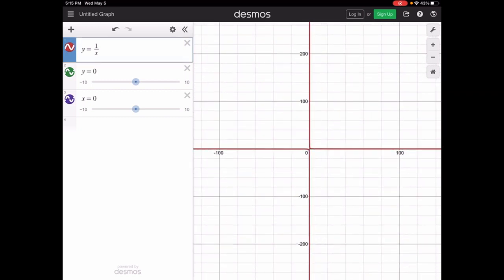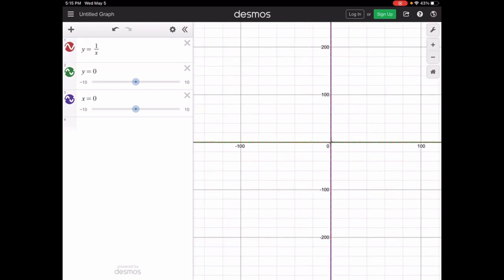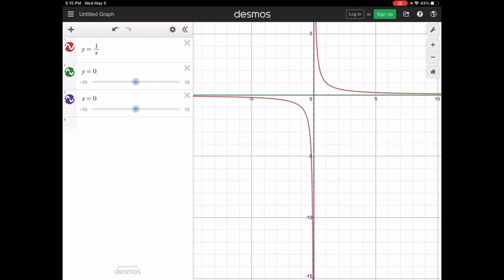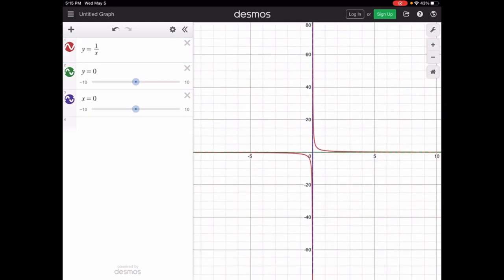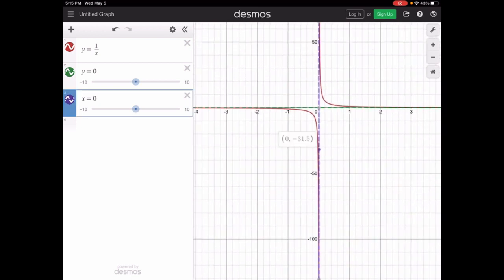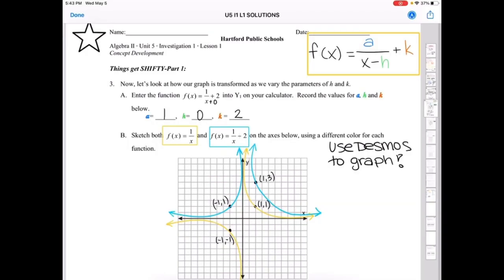So here we have, let me zoom in here, as y gets smaller, so it's going towards negative infinity this way, you can see that this function x is going towards 0 as y is getting smaller. So it's going towards negative infinity. Moving on to the next page, onto Things Get Shifty, part 1.